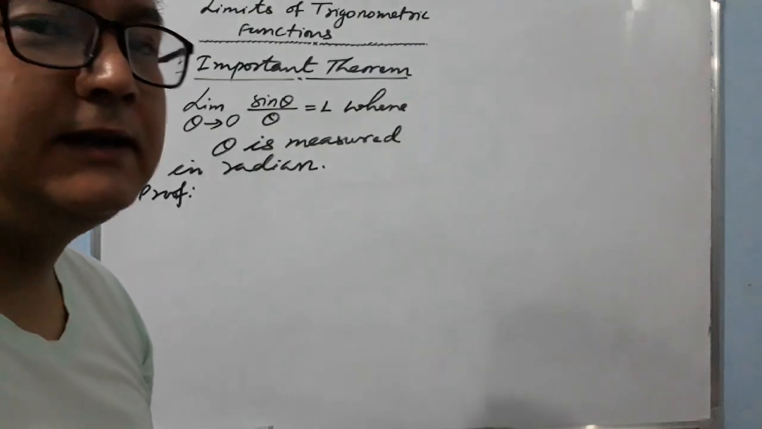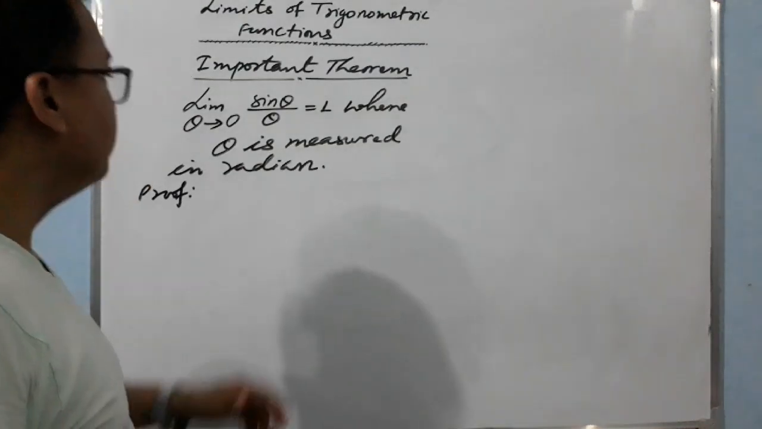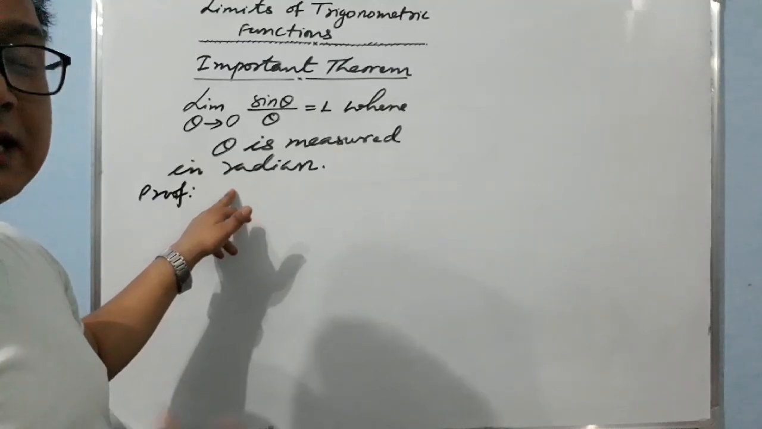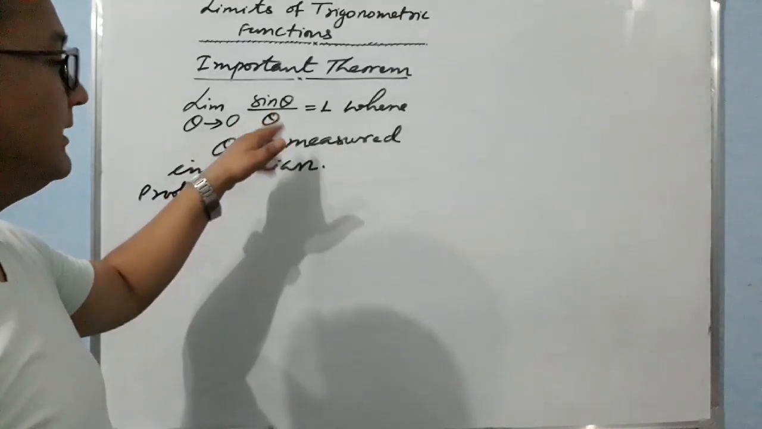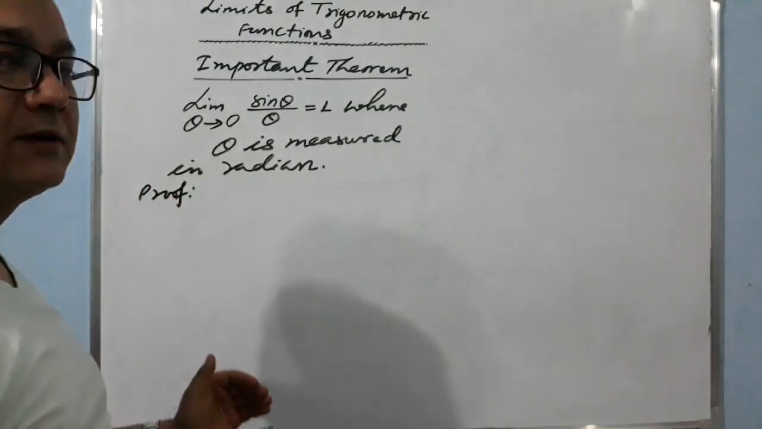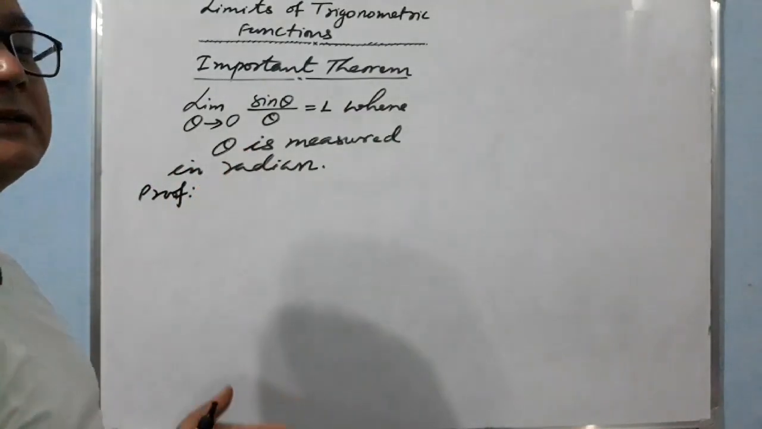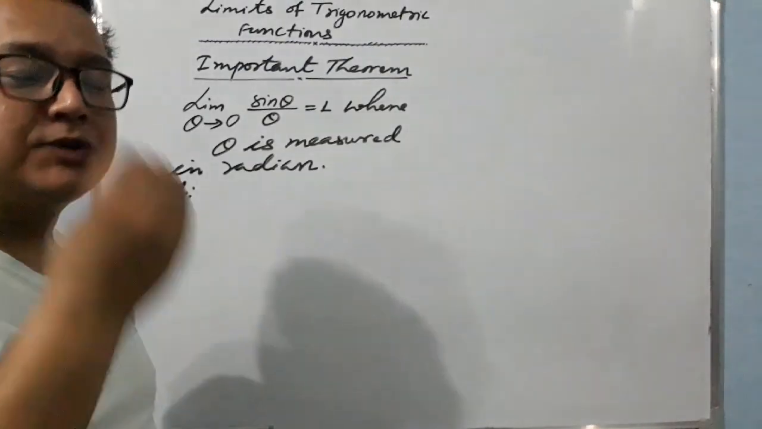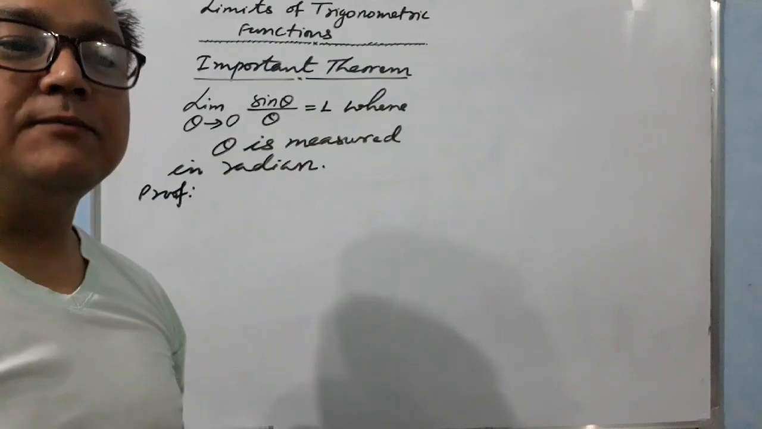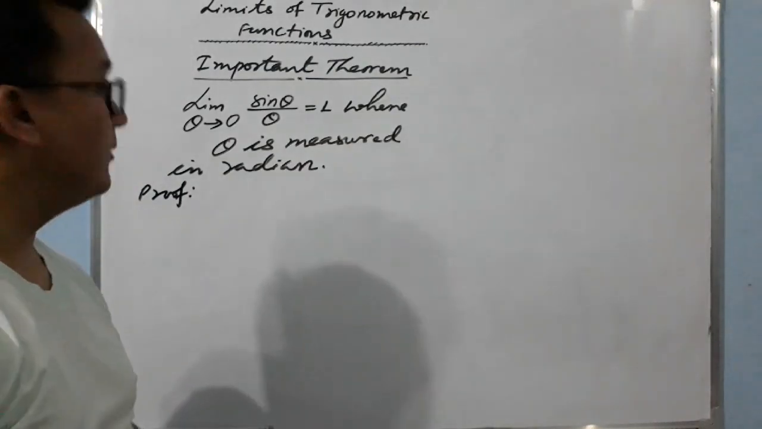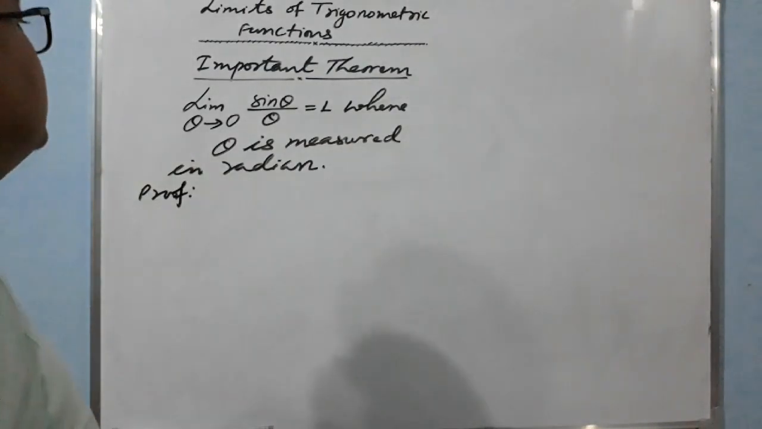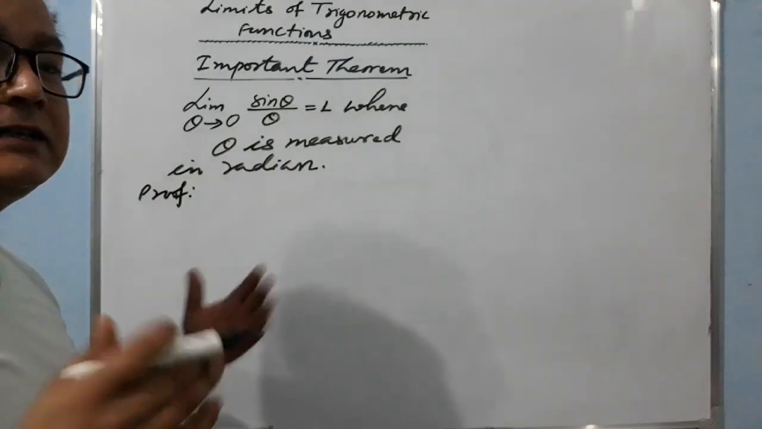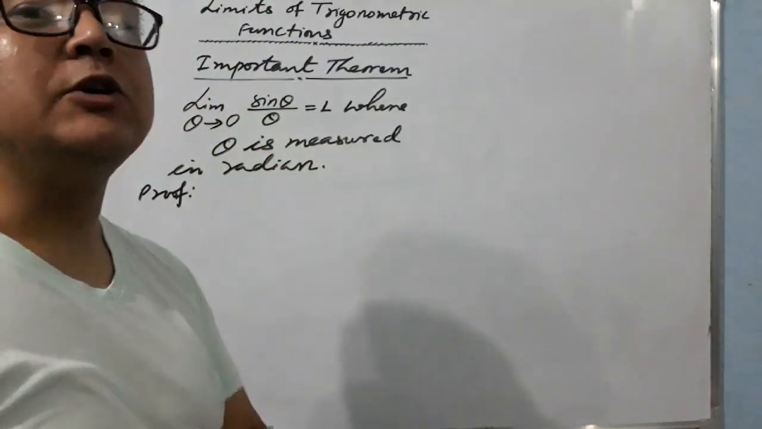But a very important thing to note down: theta is measured in radians. We don't do it in degrees. If we have a function in degrees, firstly we need to convert it into radians, and then we find the limit of the function. So let's see today how to prove this very important theorem, and we will use geometry again to prove it.